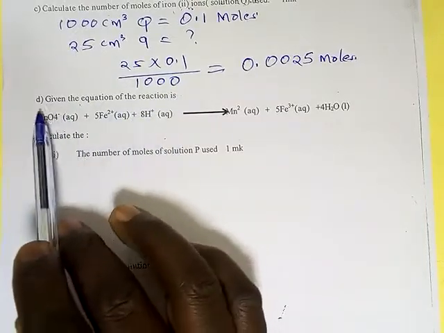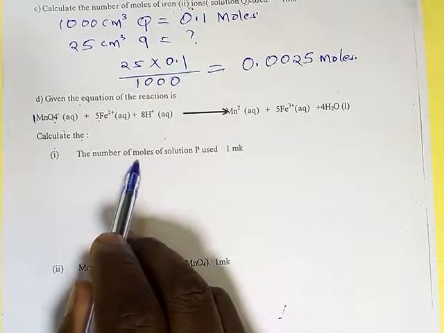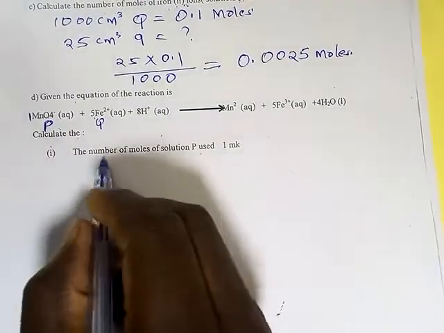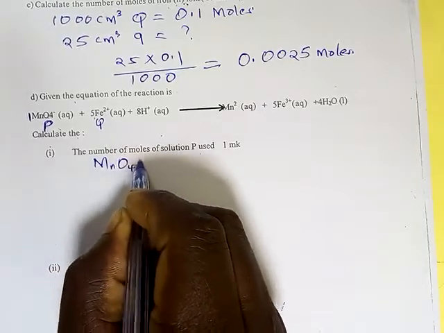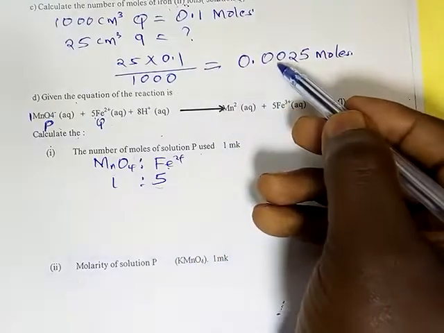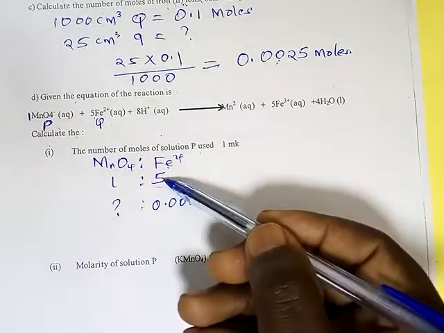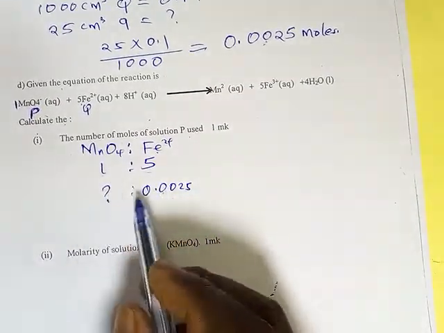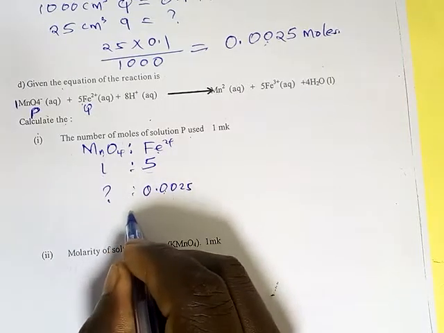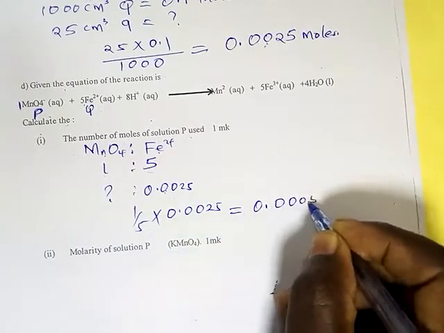Given the equation for the reaction, the permanganate reacted with the iron according to this equation, we can see the ratio is 1 to 5. Calculate the number of moles of solution P. Remember, this is solution Q and this is solution P. So this is the reaction equation. We can clearly see that for the manganate, the ratio is 1 to 5. We have the number of moles of the iron in solution Q, which is 0.0025. If 5 has this number of moles, what about 1? The number of moles of the manganese is 1/5 of this. So it is 1/5 times 0.0025, which is equal to 0.0005 moles.